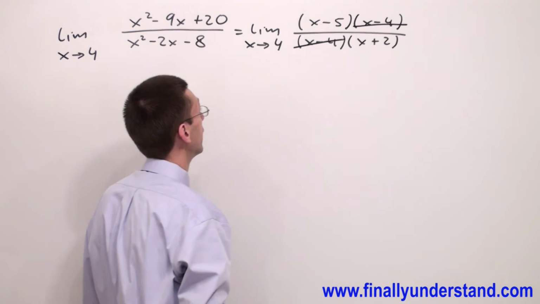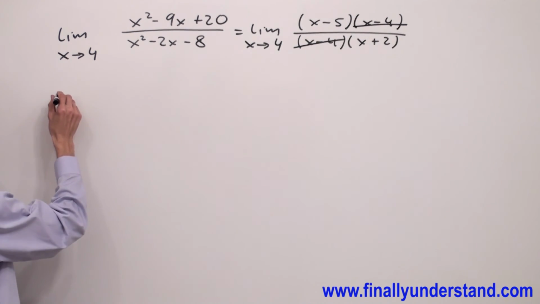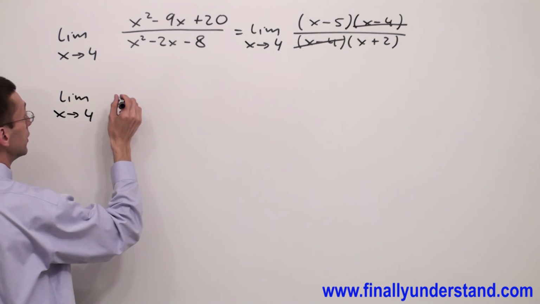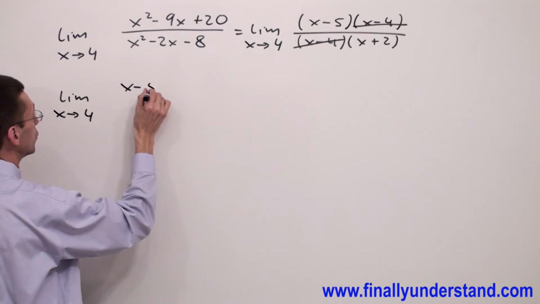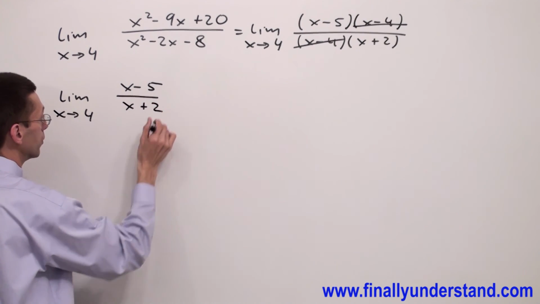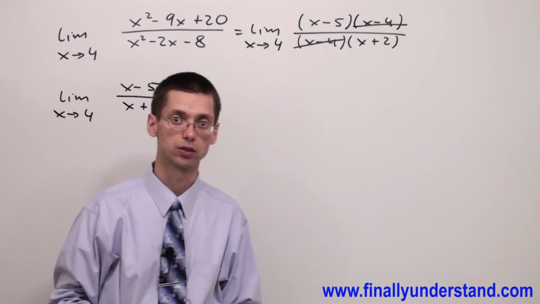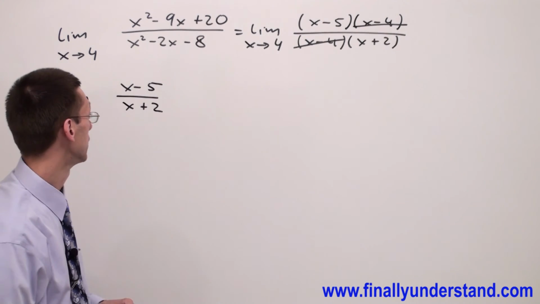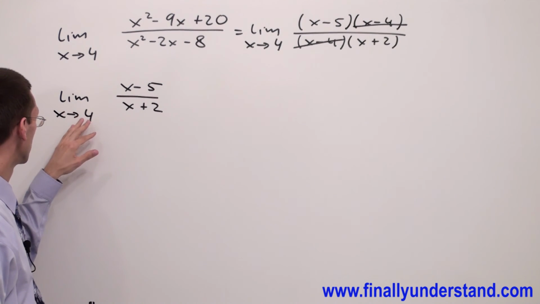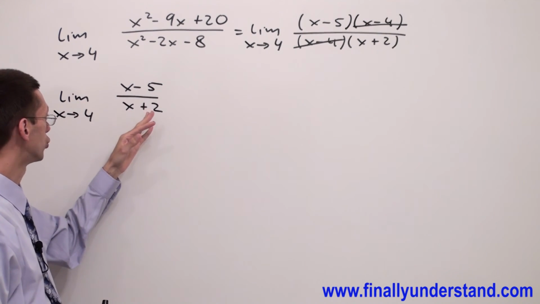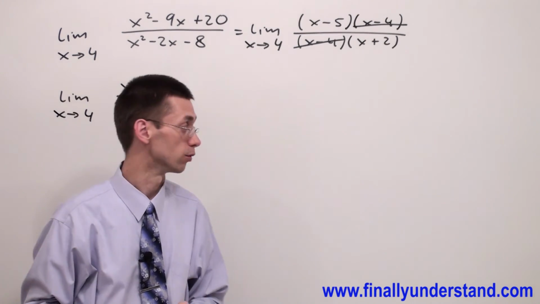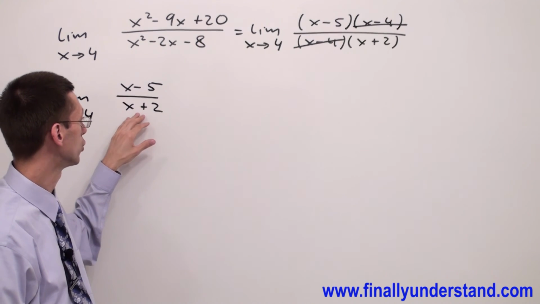And take a look at what I'm going to have next. I have limit with x approaching 4, and in the numerator I have x minus 5 and I have x plus 2. Again, I end up with a rational function. I have to check the denominator. x is approaching 4. 4 plus 2 gives me 6. 6 is okay because we have to make sure that we are never going to have 0 in the denominator.